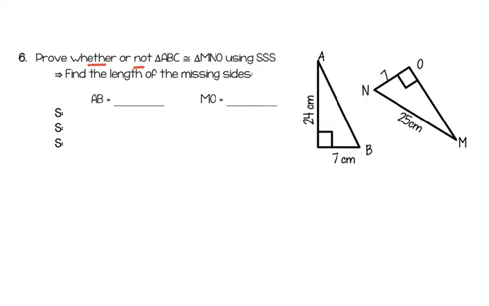Okay, number 6. Again, prove whether or not triangle ABC is congruent to triangle MNO, and we're going to use side, side, side. So we need to find the length of the missing sides.